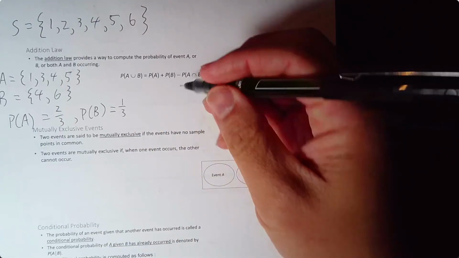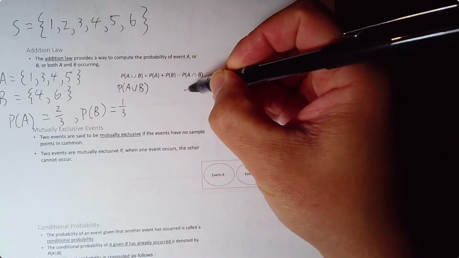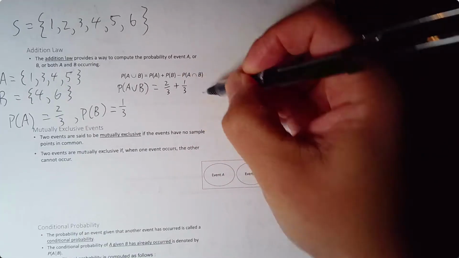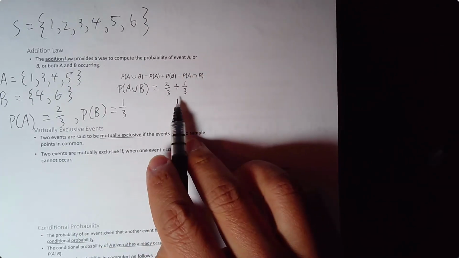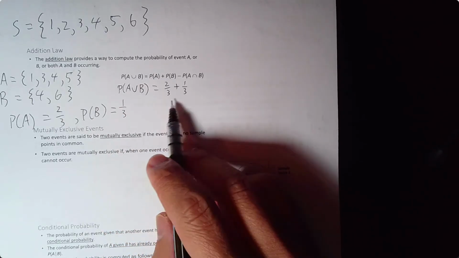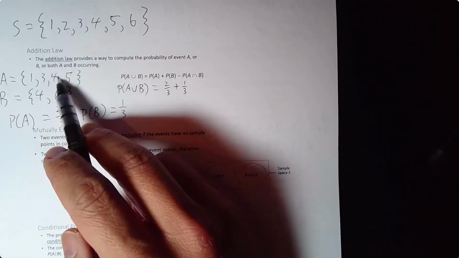Now, I want the probability of A or B, A union B. If I simply add them together, 2/3 plus 1/3, then I'm going to get 1. Now, clearly there's an element missing here. That is the element 2. If 2 is missing, I can't have a probability of 1, because a probability of 1 tells me that A or B must happen, but that's not the case. So what happened here? Well, because I double counted 4, I need to take that out.